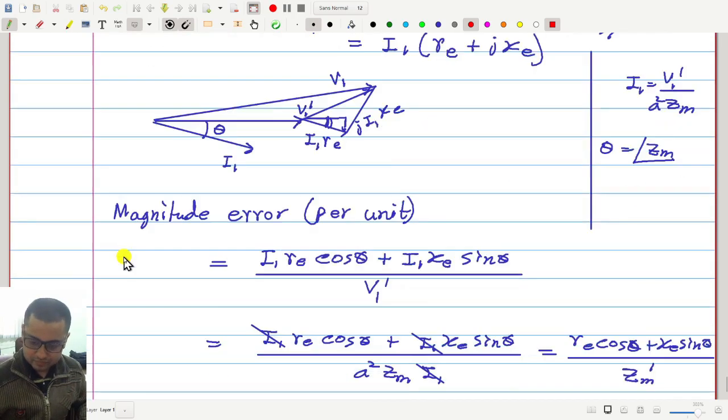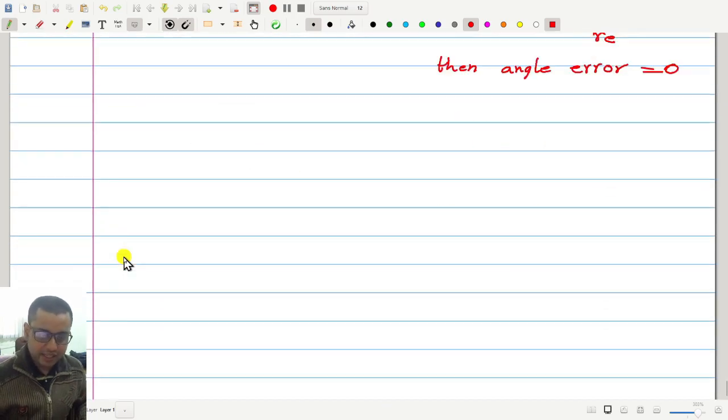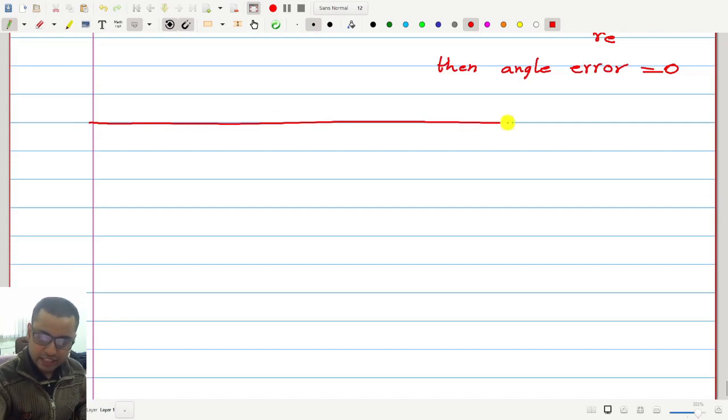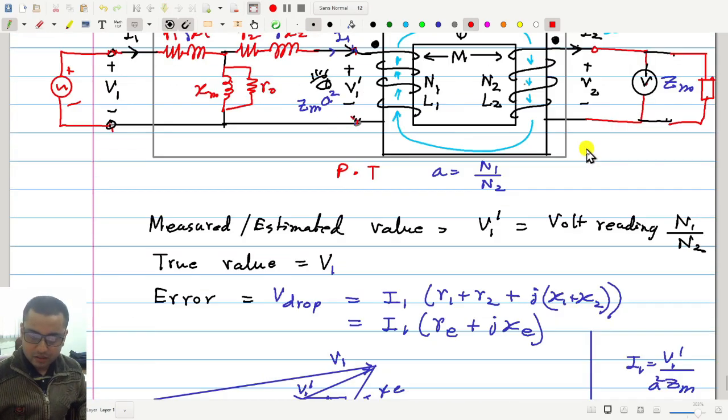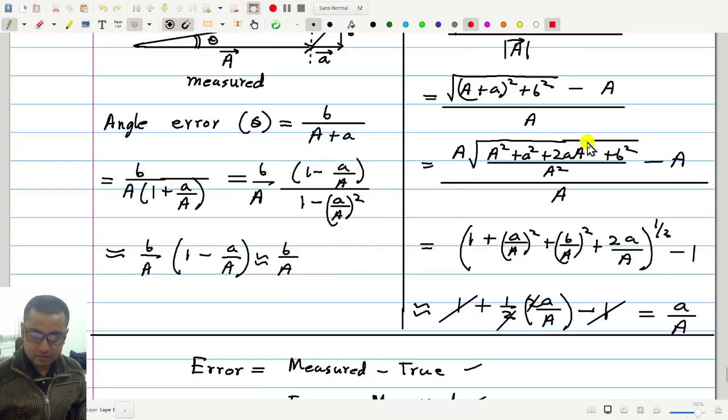Next, let us come to the errors in a current transformer. But any question so far?